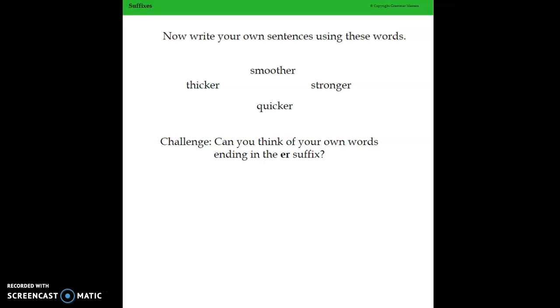And then your challenge is, can you think of your own words ending in the suffix? There are lots of words ending in the suffix.